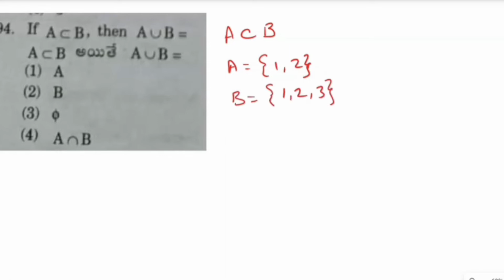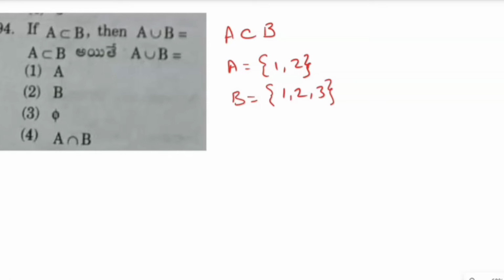Now coming to question number 94. If A is a subset of B, then A union B is equal to dash. What is meant by A is a subset of B? A is a subset of B means all the elements which are there in A will lie in B also. For example, A is equal to the set of 1, 2, and B has the elements 1, 2, 3. In such a case, we call A a subset of B. All the elements of A should be in B also.